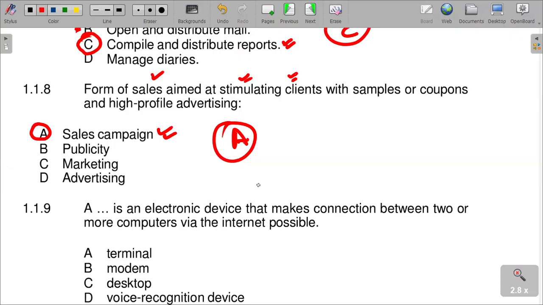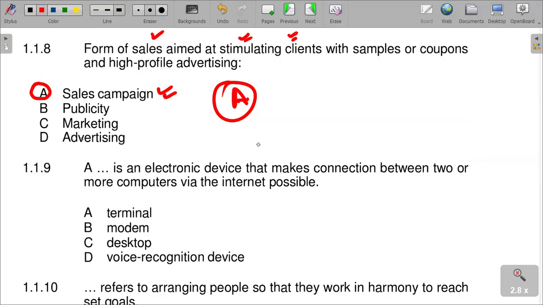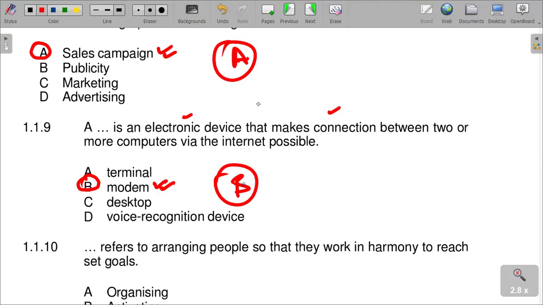Number 9, a dash is an electronic device that makes a connection between two or more computers via the internet possible. What is it? It is a modem. A modem is used to connect. Therefore, our answer is B.